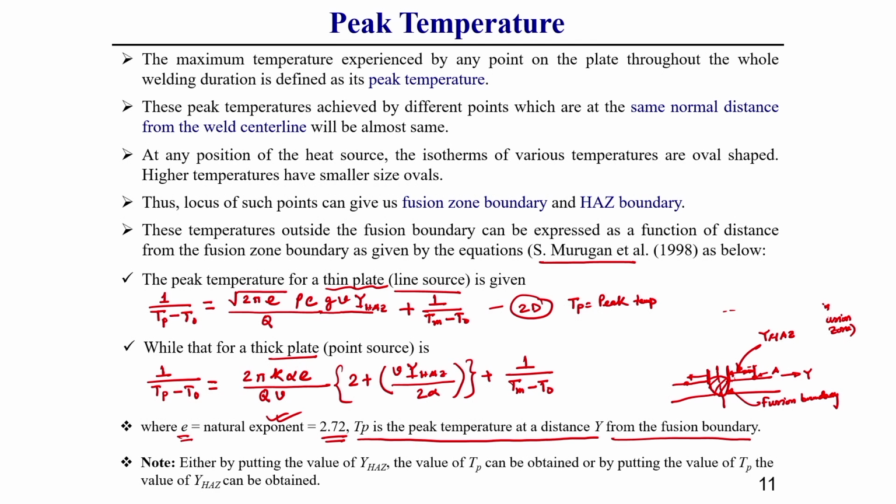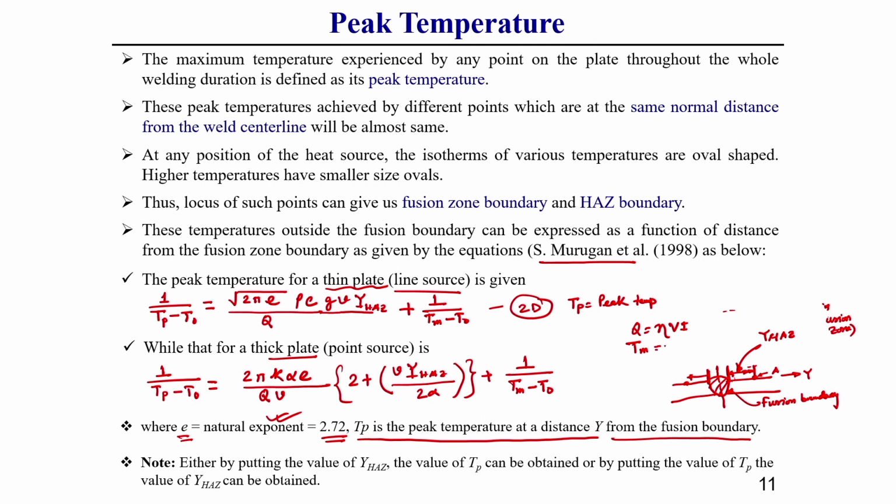Now, what is rho C? Rho is the density of the material, C is the specific heat at constant pressure, g is the thickness of the plate, and V is the welding speed. So, everything is known to you. Q is generally the net heat input, eta V I.